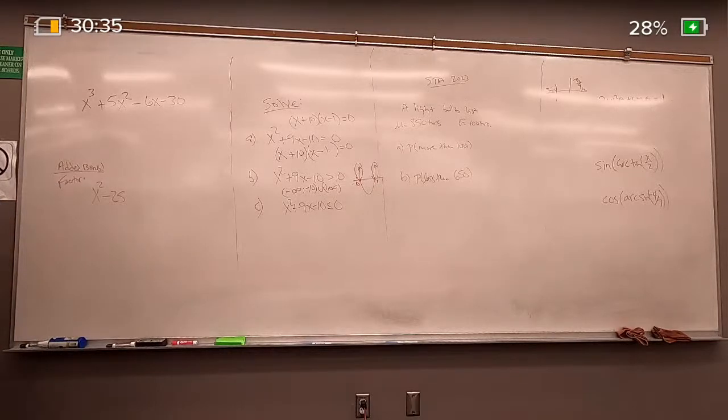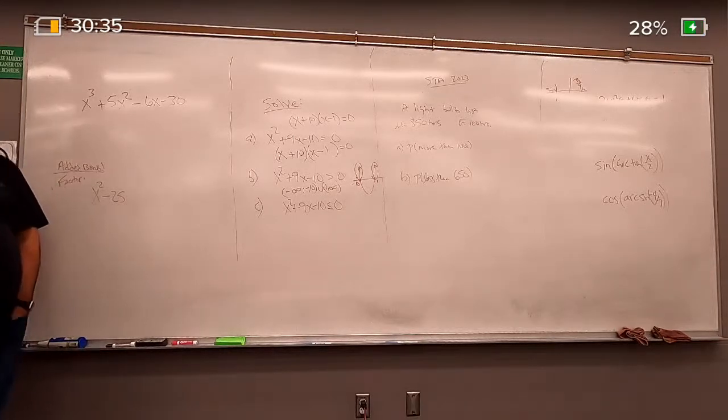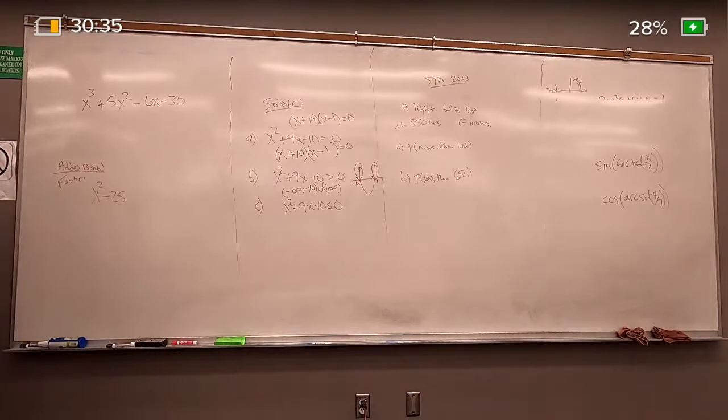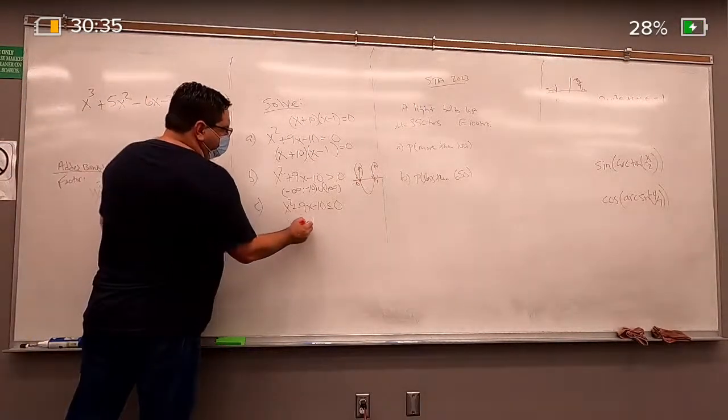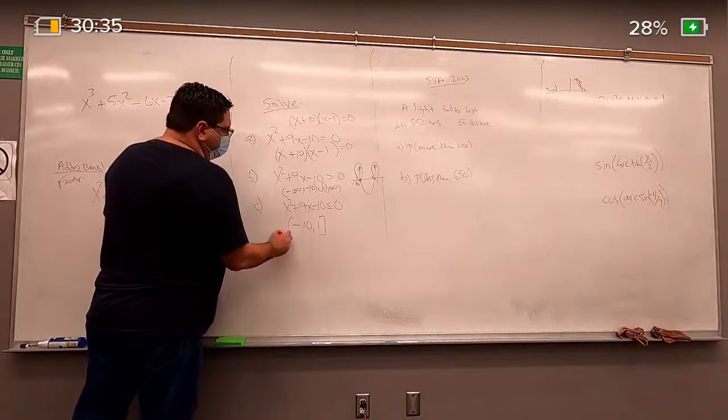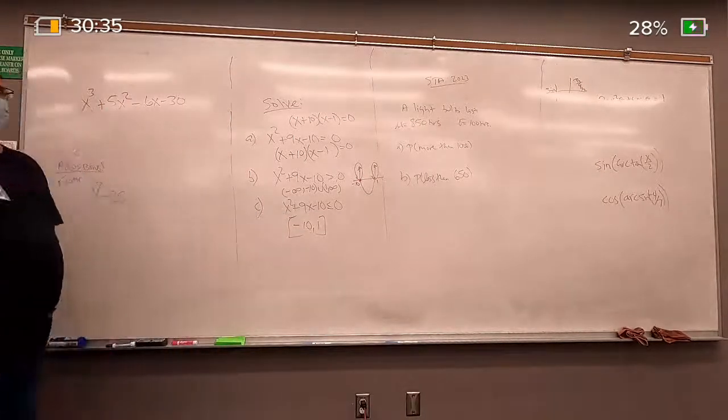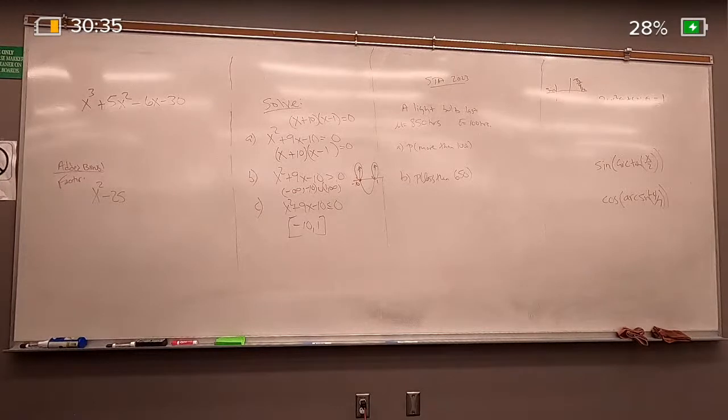Okay. All right. X squared plus 9x minus 10 is less than or equal to 0. What do you get? Negative 10 to 1. Negative 10 to 1. All right.